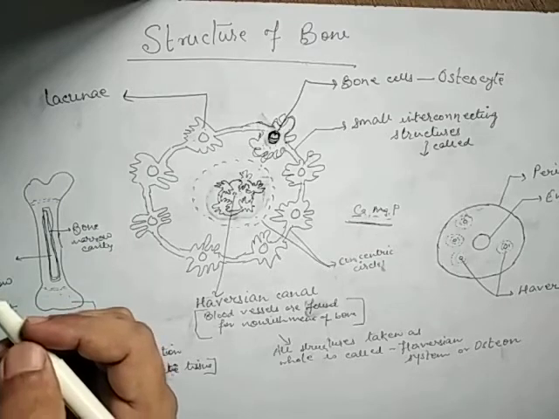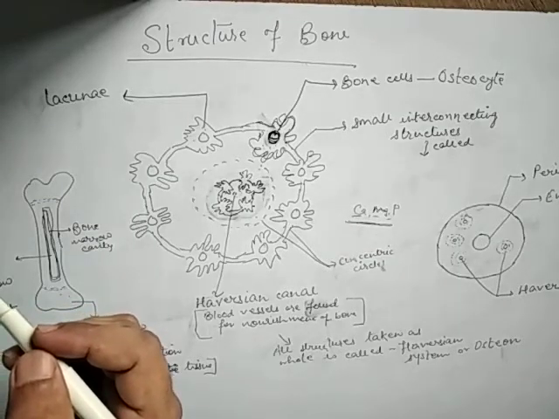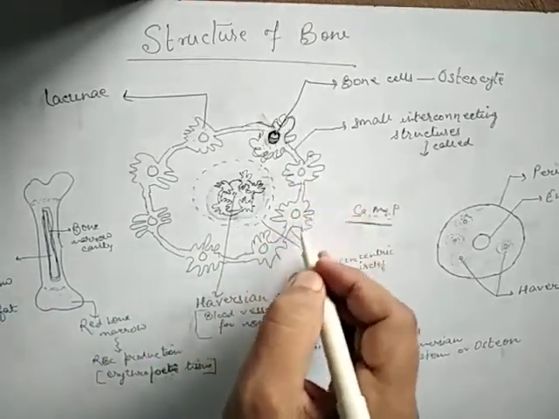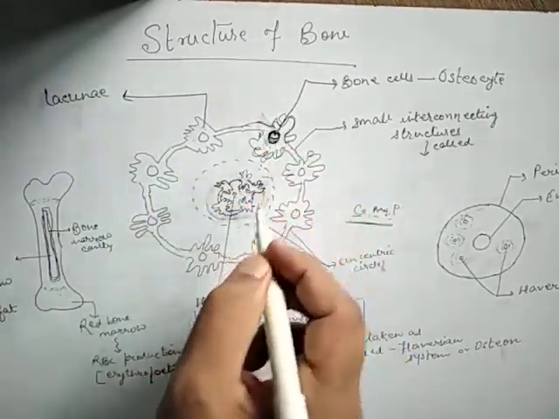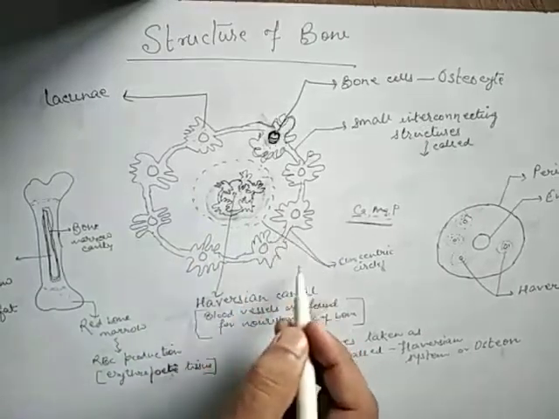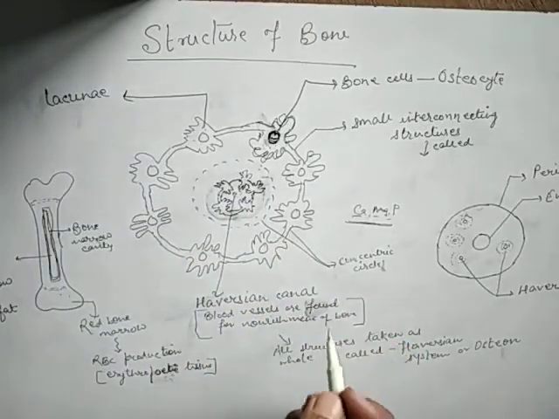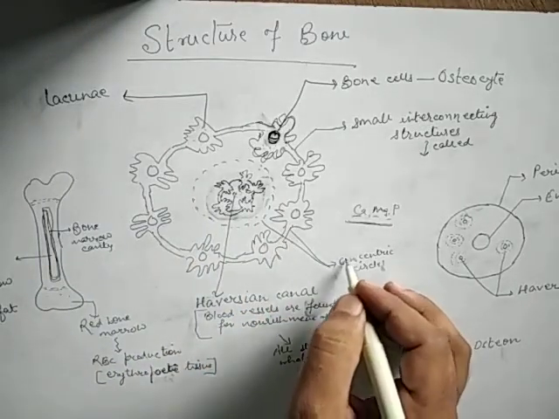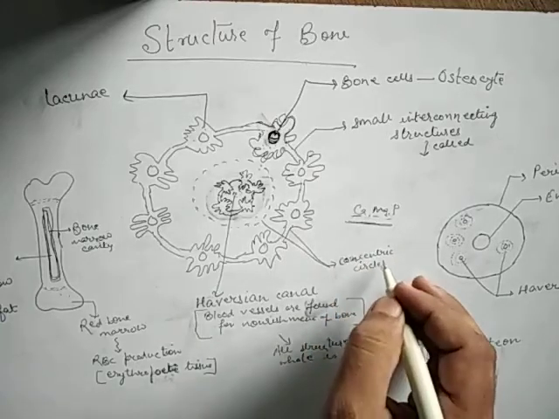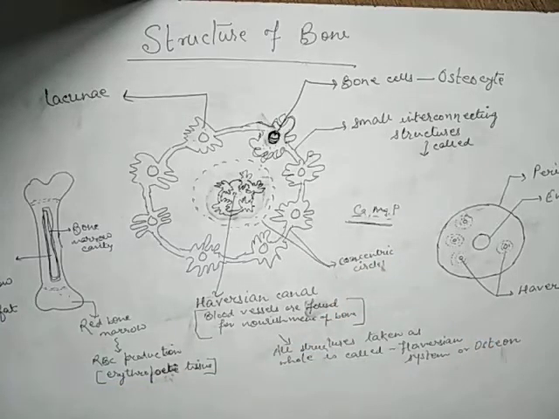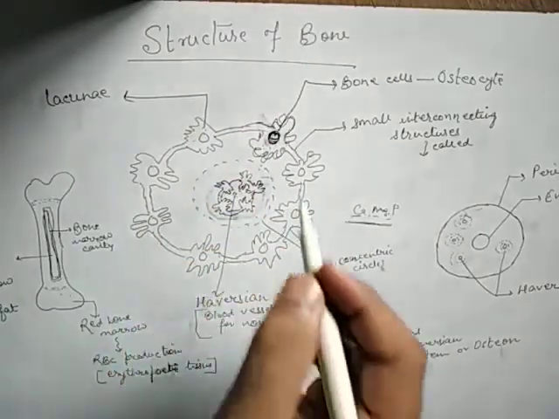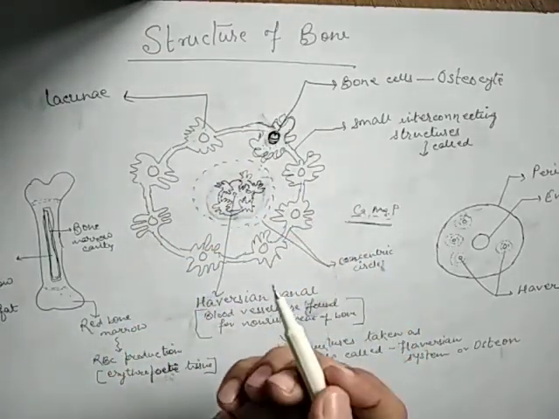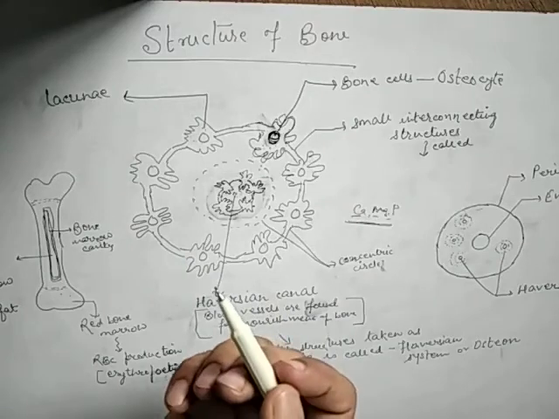So lacunae are arranged in the form of concentric circles. These concentric circles, they are called concentric lamina भी कह सकते हैं हम लोगों के. तो these are the concentric circles, right here. So concentric rings or concentric lamina or just concentric circles.